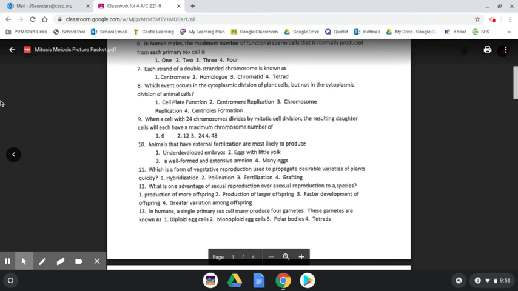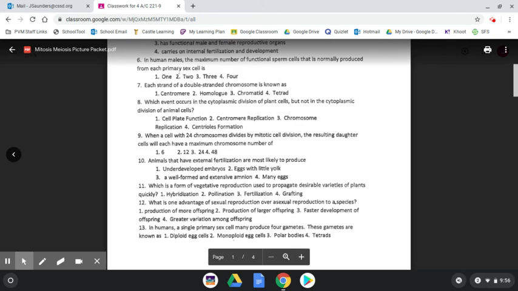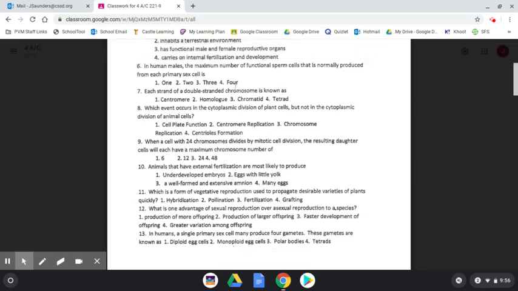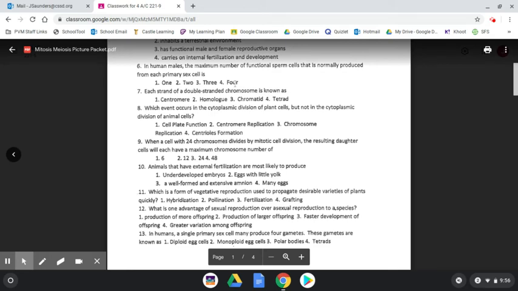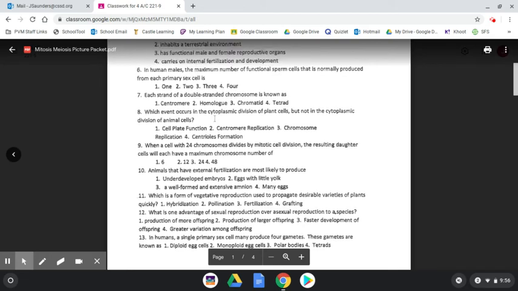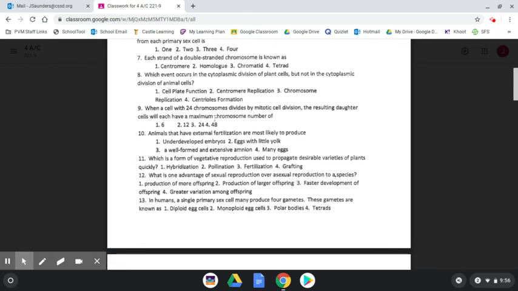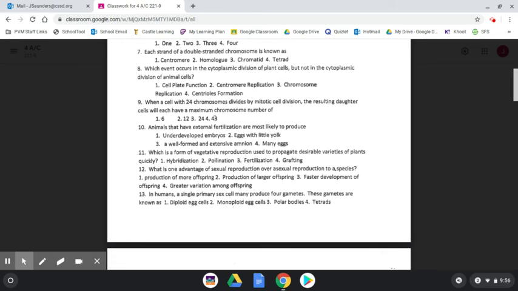Six, in human males, the maximum number of functional sperm cells that is normally produced from one primary sex cell is four. So one primary sex cell makes four sperm. Remember, there's meiosis one and two. Girls are different. Remember, they make one egg and three polar bodies, and the egg gets all the nutrition from the other three.